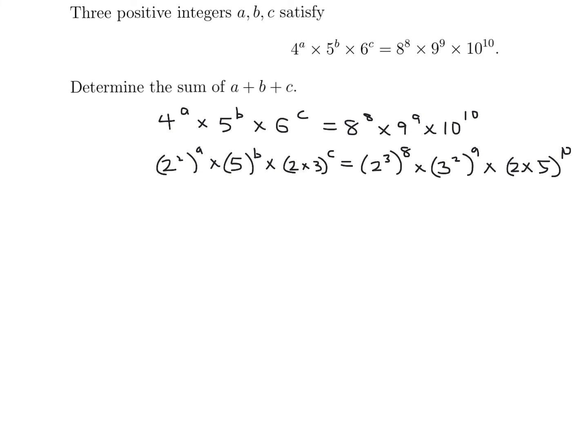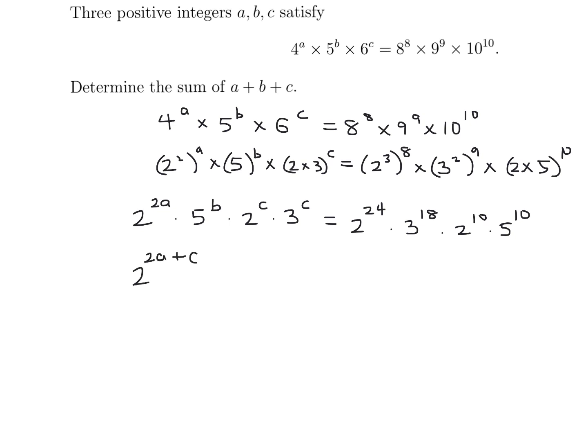Okay, so now let's see what happens. This will be 2 to the power of 2a. This is still going to be 5 to the power of b. This will be 2 to the power of c times 3 to the power of c. On this side, 2 to the power of 24, 3 to the power of 18, 2 to the power of 10, 5 to the power of 10. Okay, now let's combine the 2s, and if we use exponent rules, it'll be 2 to the power of 2a plus c. We're combining that with that. 3 to the power of c, 5 to the power of b. And that's all we can do on that side. On this side, we can combine those two to get 2 to the power of 34, 3 to the power of 18, 5 to the power of 10.